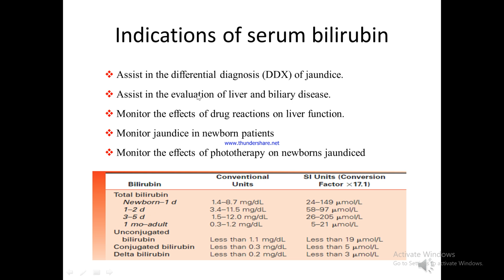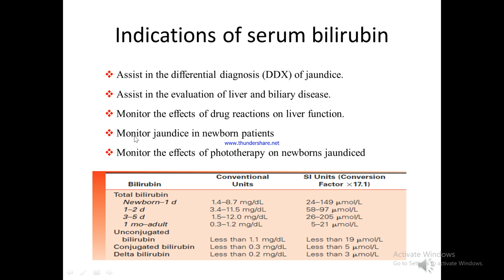Also, serum bilirubin used to evaluate liver and biliary disease, and also used for monitoring the effects of drugs reactions in liver function. Any new products for drugs must detect the body organ functions, heart, renal, liver, or others, okay, in order to avoid any side effects of this new form of drugs in the future.